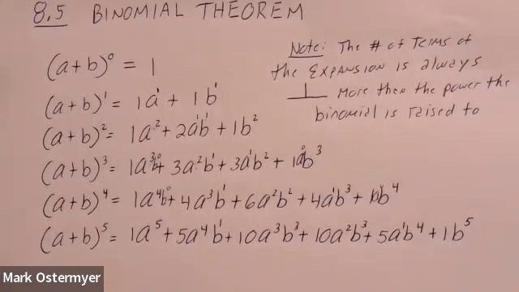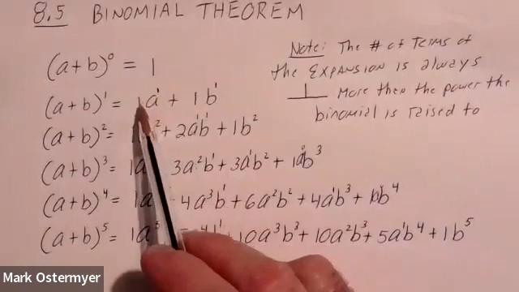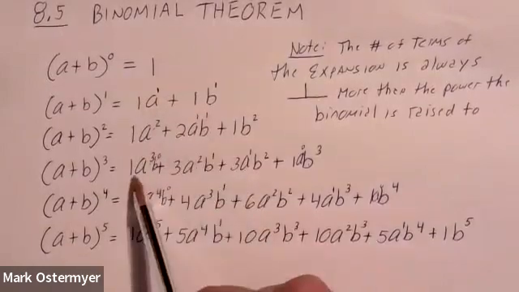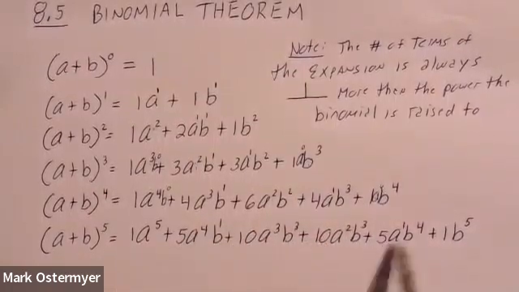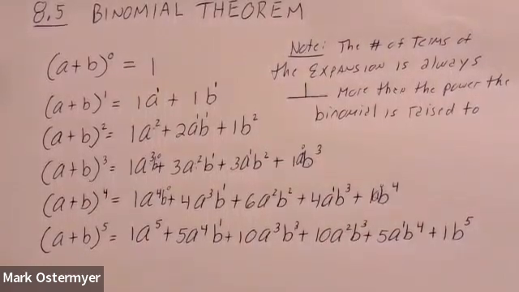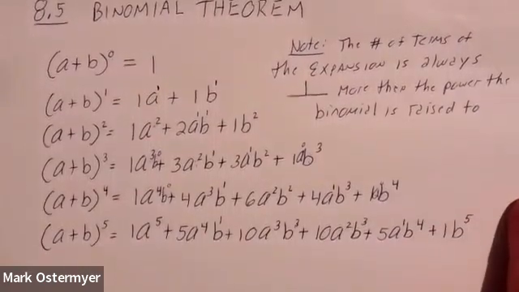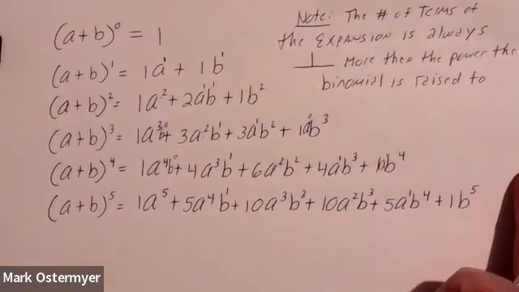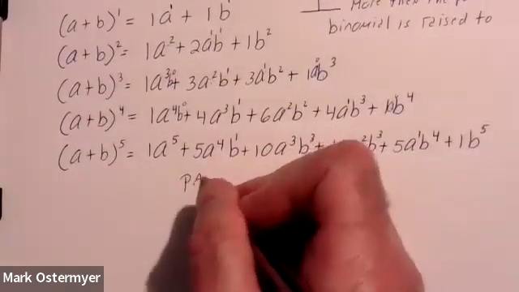Now, the only other thing that is interesting is where do these coefficients come from? Like 1, 1, 1, 1, 2, 1, 1, 3, 3, 1, 1, 4, 6, 4, 1, 1, 5, 10, 10, 5, 1. Where do those come from? Well, ladies and gentlemen, we can show where the coefficients come from by a wonderful construction known as Pascal's triangle.